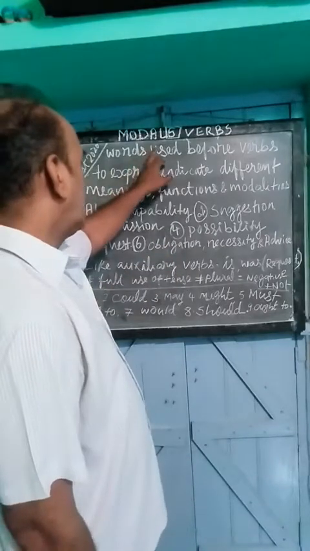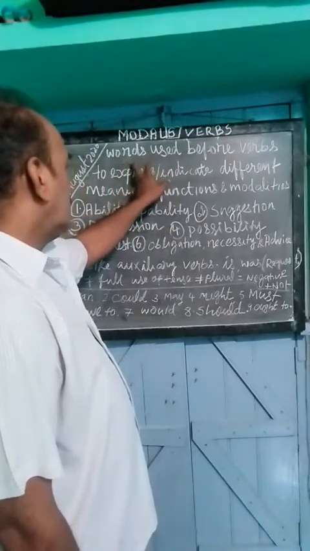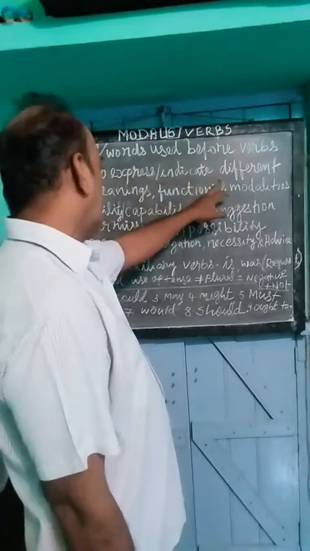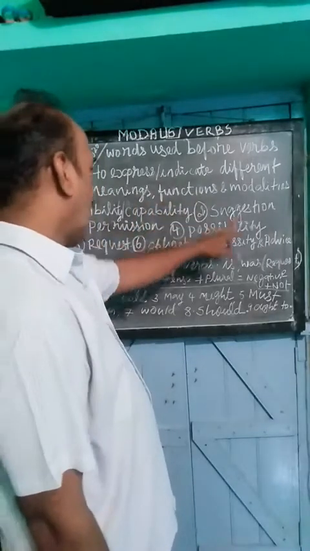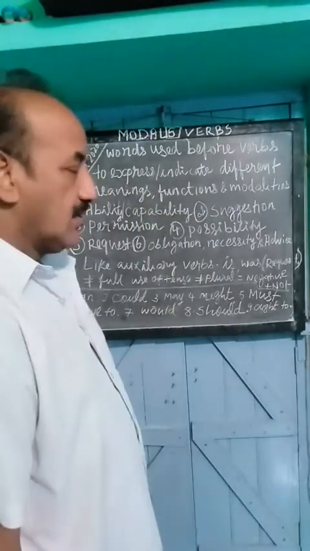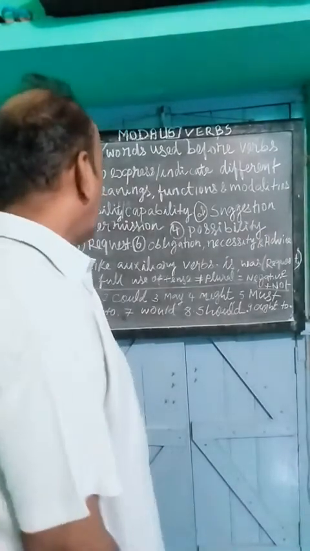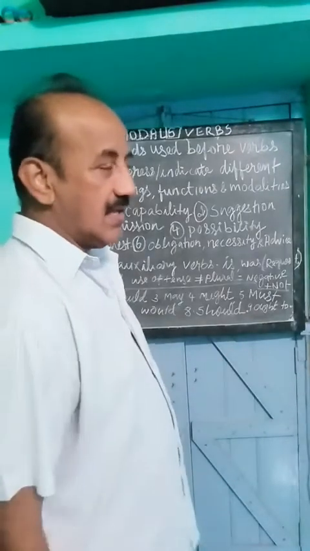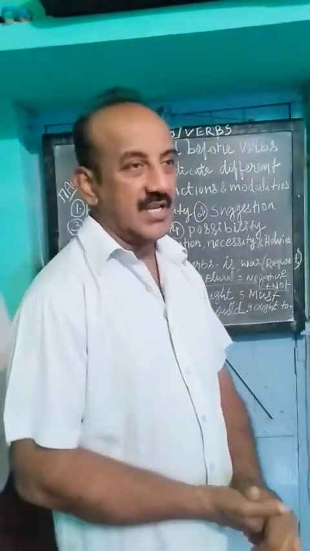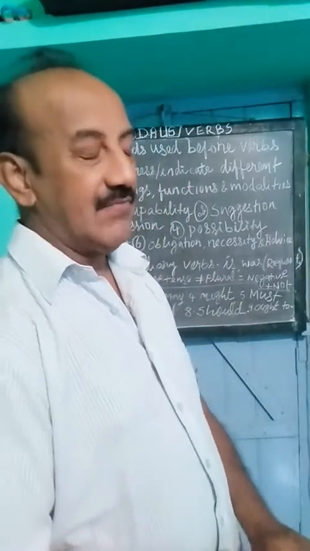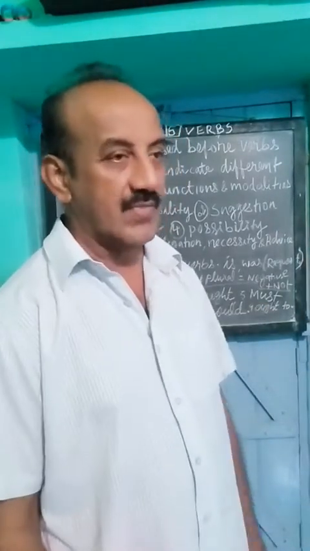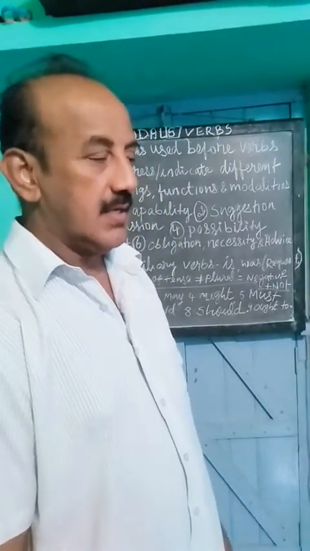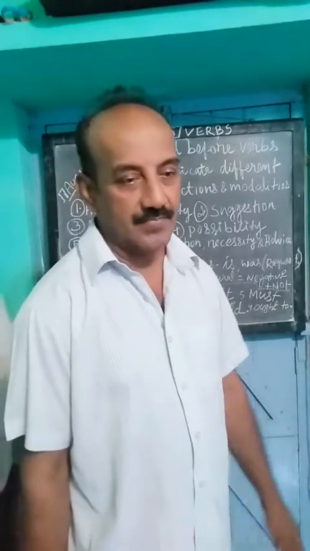So modals or modal verbs are used before verbs to express or indicate different meanings, functions, modalities. I think you understand the definition now. Now there are also verbs which look like they are used in other places as auxiliary verbs, like is, was, like should, would. I would have come yesterday.